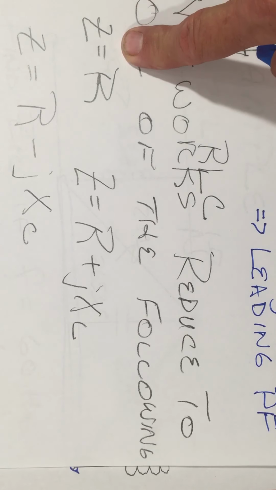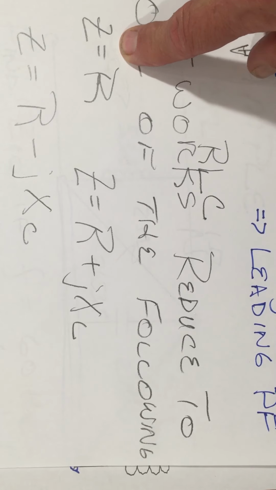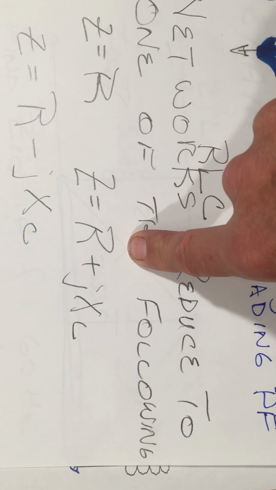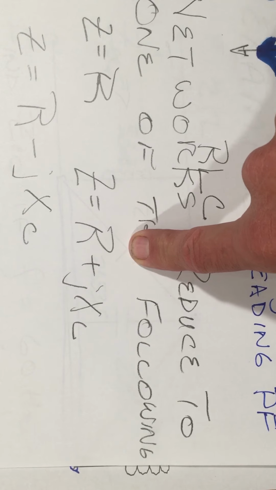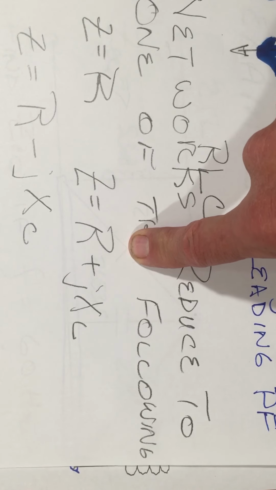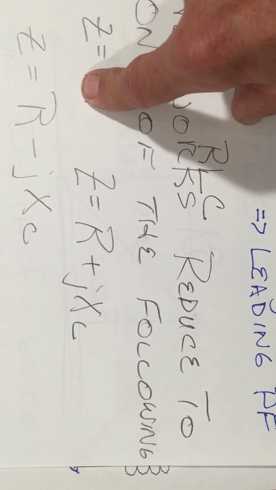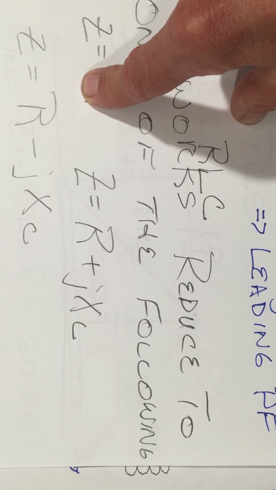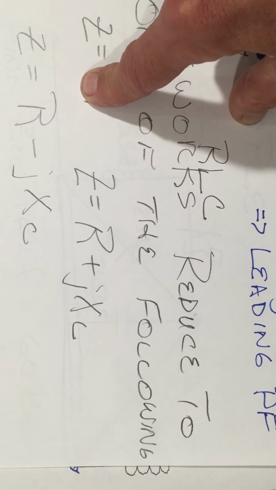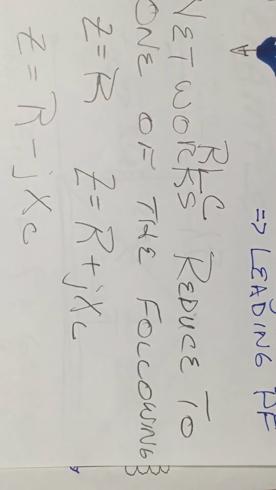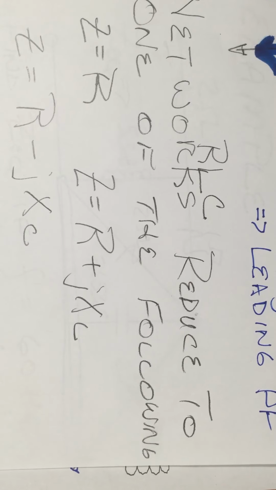So I have a unity power factor network. I have a lagging power factor network, and almost all networks that I know of are lagging power factor. Or I can have a leading power factor network. And we'll get into power factor a little bit. I'm just kind of getting you used to the idea of power factor because it's going to be an important part of the rest of the semester.